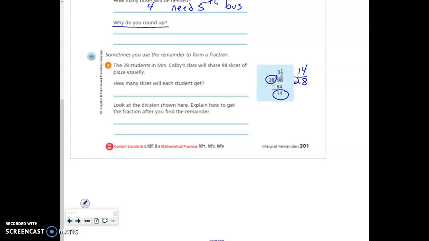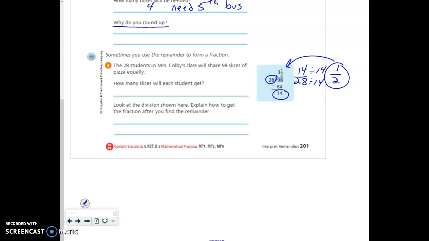I could divide both of them by 7. But in this case, I could divide both of them by 14. The greatest common factor that both of them have is 14. And if I do that, 14 divided by 14 is 1, and 28 divided by 14 is 2. And that's where my half comes from.